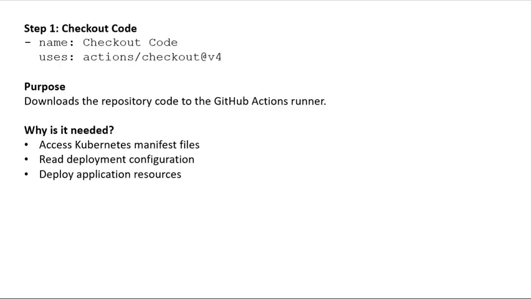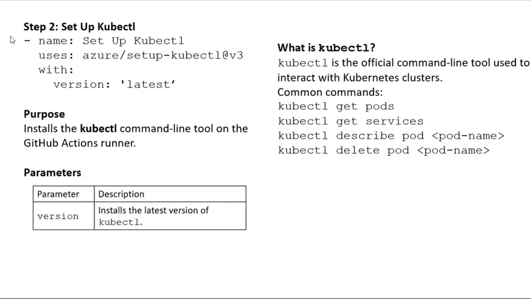Step 1 is checkout the code: - name: Checkout code, uses: actions/checkout@v4. The purpose is to download the repository's code to the GitHub Actions runner. It is needed to access the Kubernetes manifest files, read the deployment configurations, and deploy the application resources.